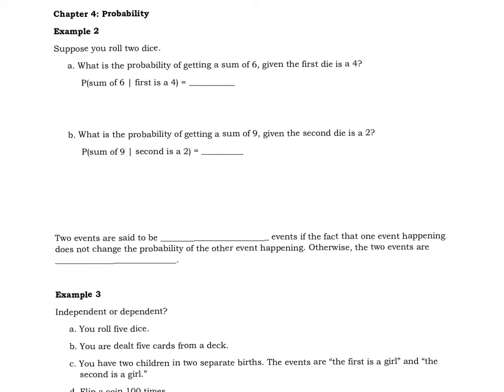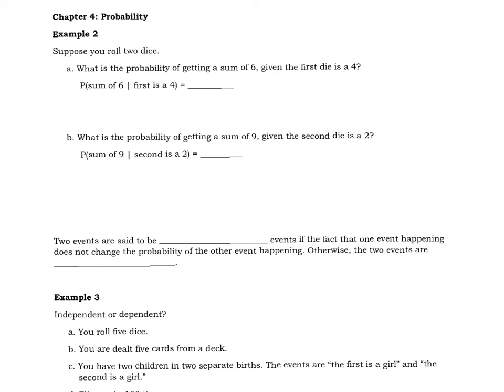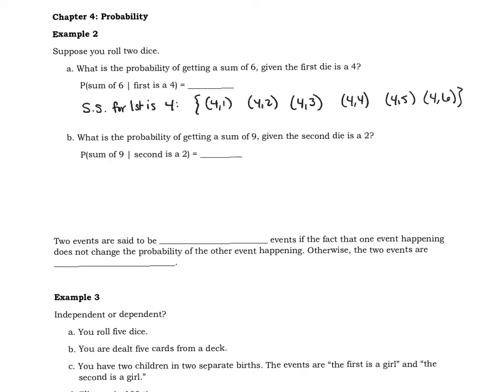Right, continuing on with conditional probabilities, but changing our scenario away from a deck of cards. What is the probability when you roll 2 dice that you get a sum of 6, given that the first die is a 4? So again, if you want to look at the sample space for the first die being a 4, our rolls would look like 4-1, 4-2, 4-3, 4-4, 4-5, or 4-6. Those are the only possible outcomes if our first die is a 4.